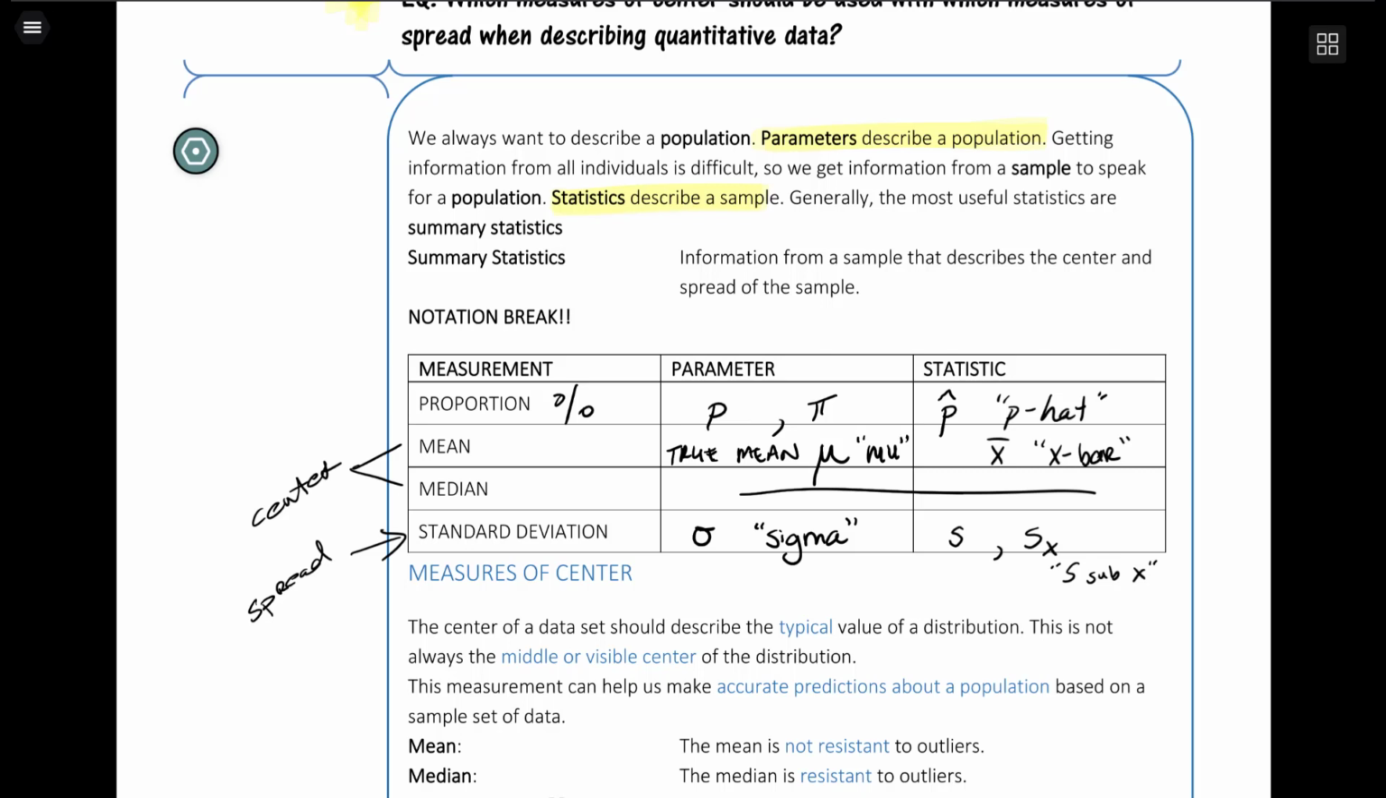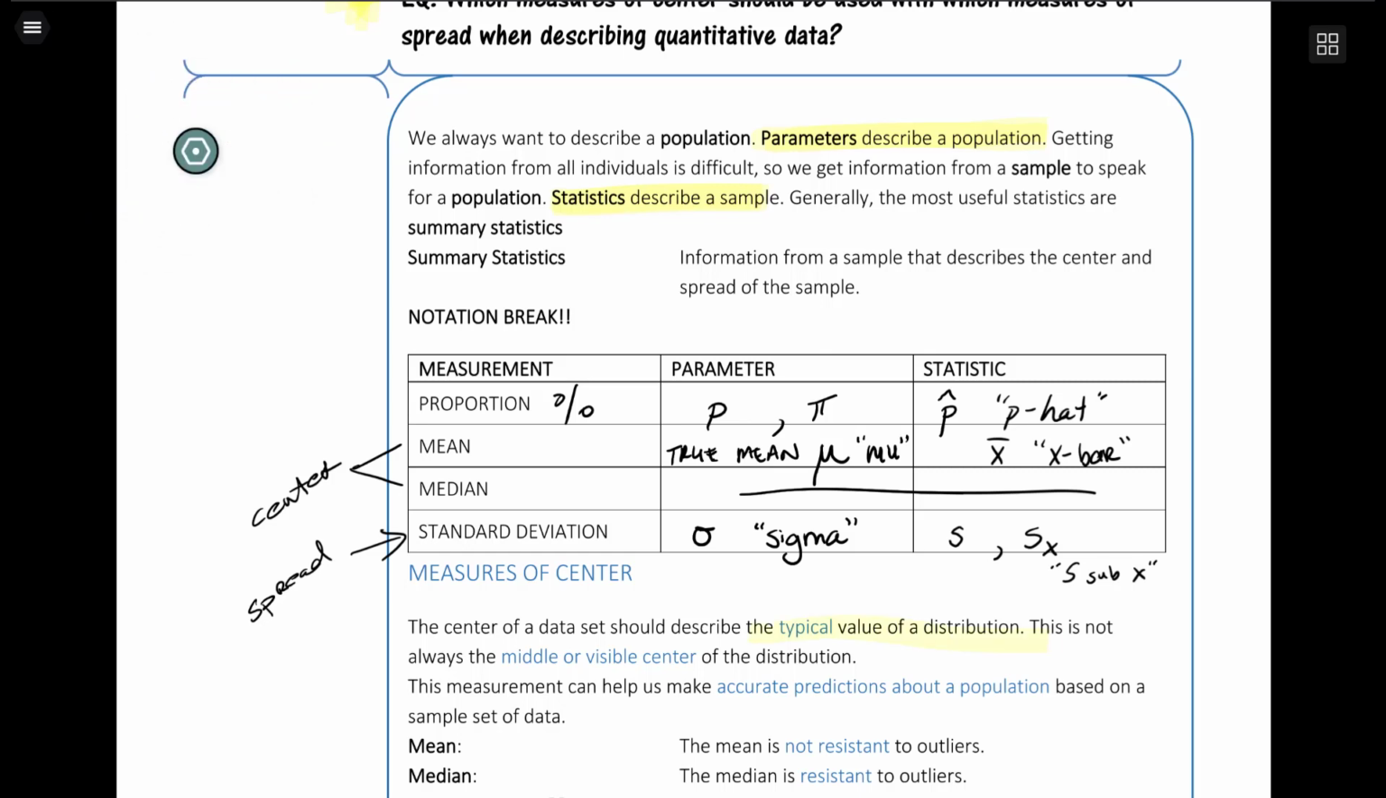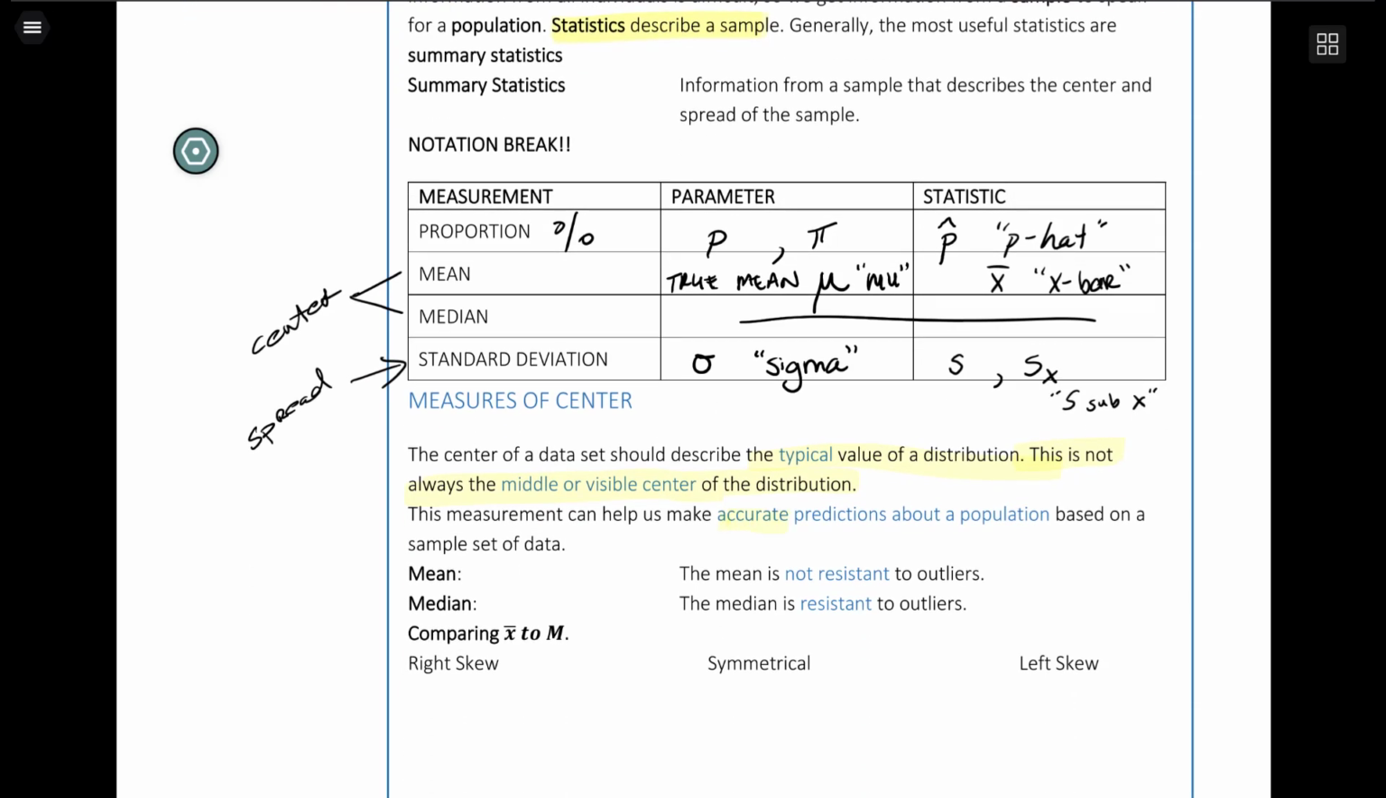Now, let's go ahead and discuss our measures of center. Remember that our measures of center should always be describing the typical value of a distribution. It's not always the middle or the visible center of the distribution. You've got to unwrap your head around that a little bit. Why do we care about the measure of center so much? Well, if we're looking at just a sample, then that measurement can help us make accurate predictions about the population. Okay, it's one value that speaks for everybody, and that's a really, really powerful value if it's accurate.